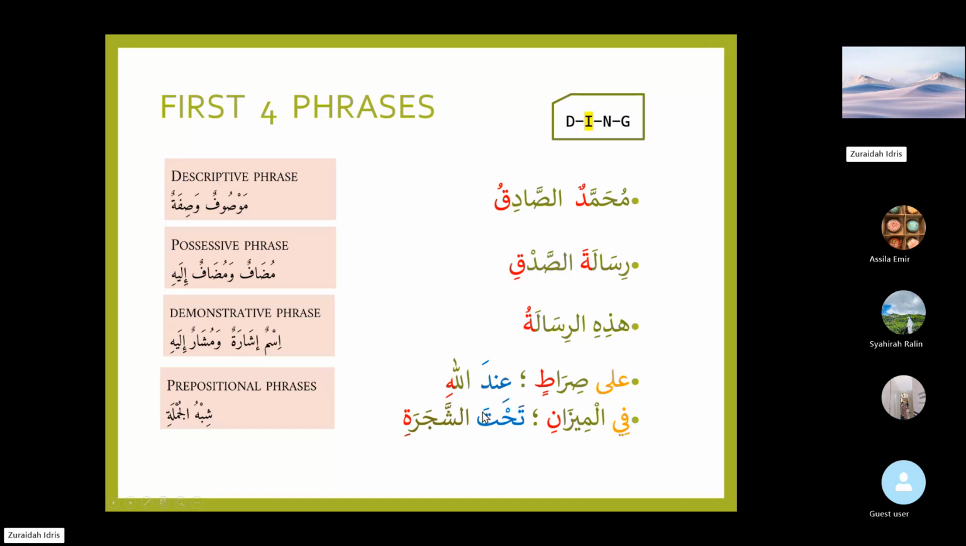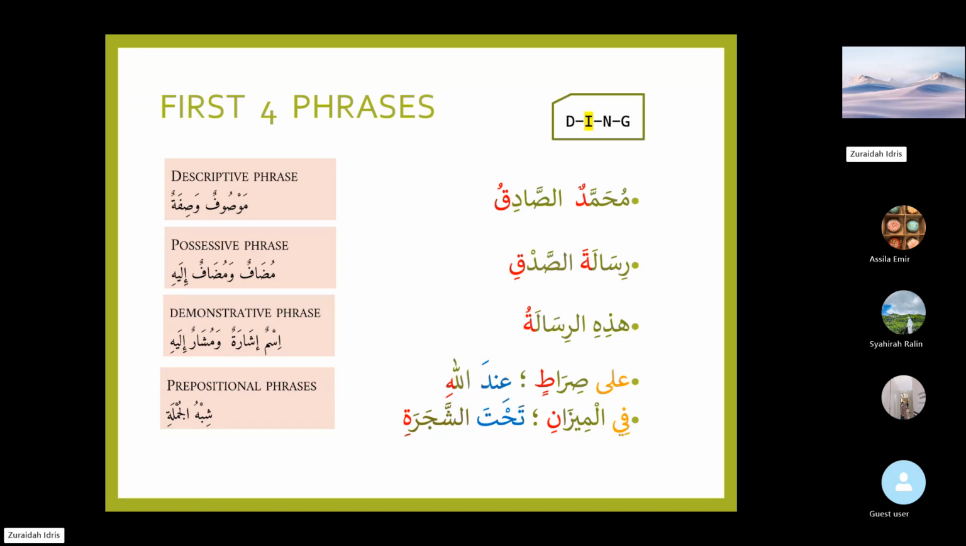Sister Asila, do you understand what I'm saying? Sort of. Now, why do we call it prepositional? Because that's basically what it does. It actually tells you the sirat is where, the mizan is where. And here maybe something is near Allah, and something is below the tree. So this is why they're similar in terms of their function, because it tells you where and when.